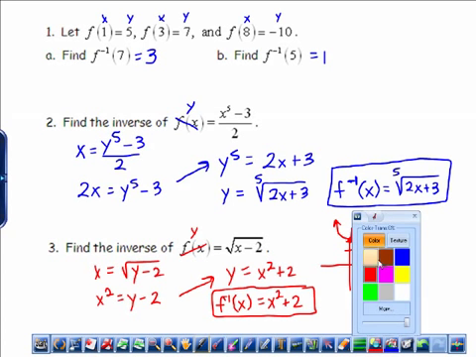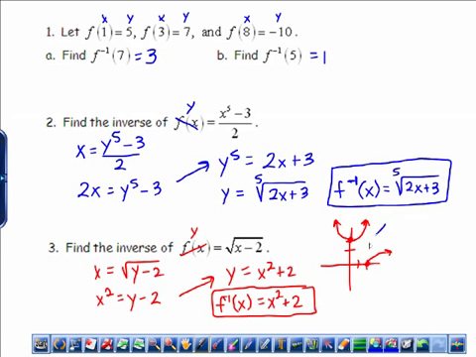Now remember what I said about the graph being a reflection across the line y equals x. Now would you say that these two graphs are true reflections? No. Really, I should only take half of this parabola. Which half of this parabola should I take? This half right here. You can see that this really is the true reflection.